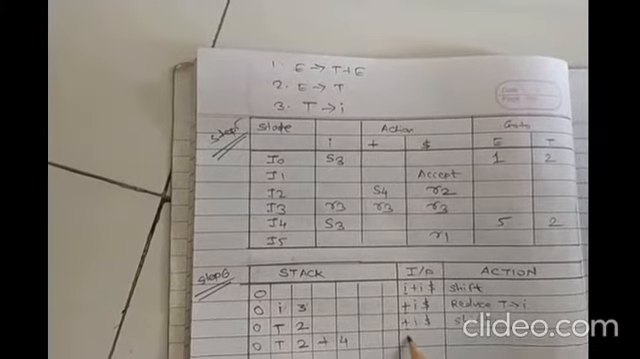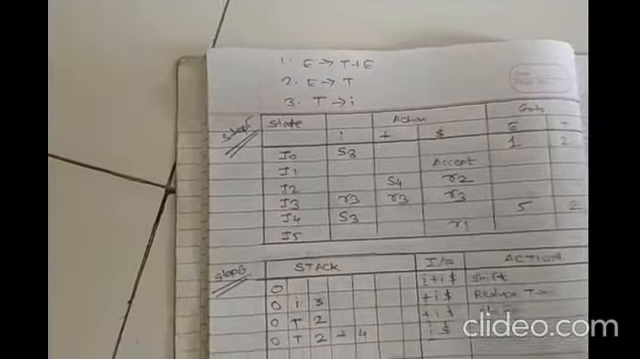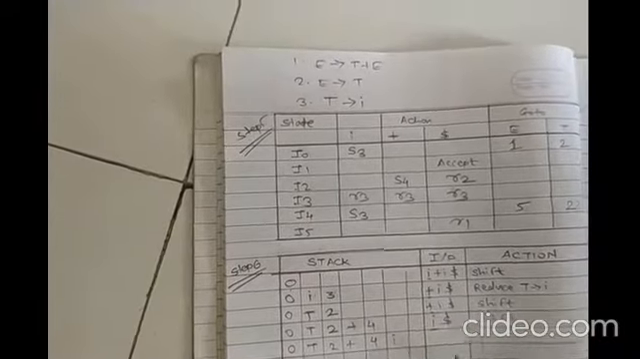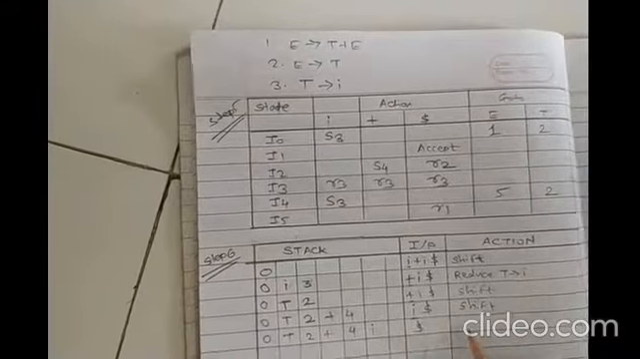So plus is moved. Now I and dollar will remain. Now the input pointer will be on I. So 4 on I is S3. So again shift operation. So 0 T 2 plus 4 shift. What we have to shift? We have to shift 4 on I, that is 3. So I is shifted and we will be having dollar. So I is shifted and the state number is 3.